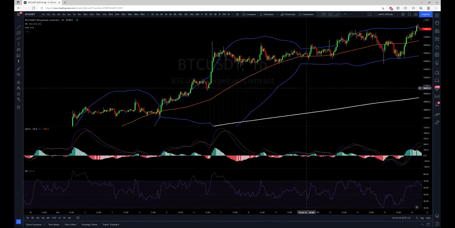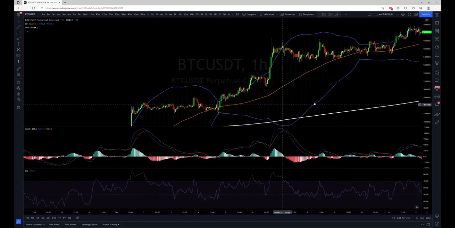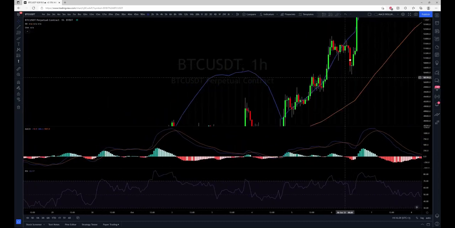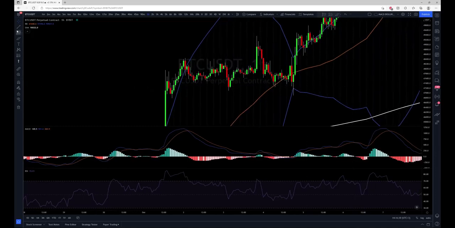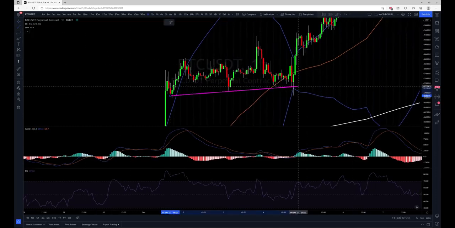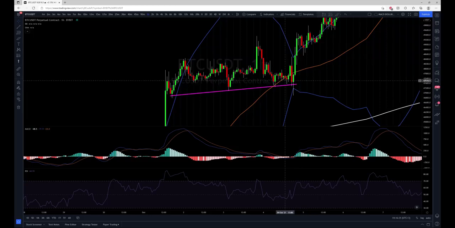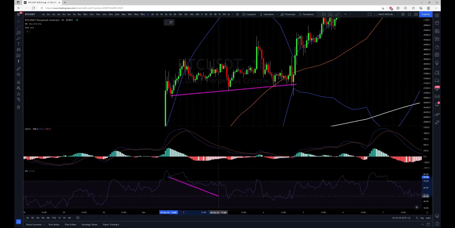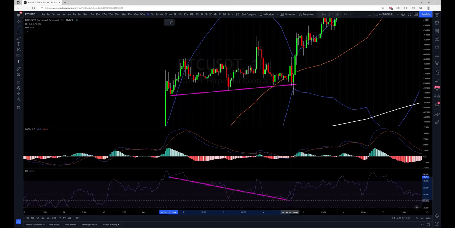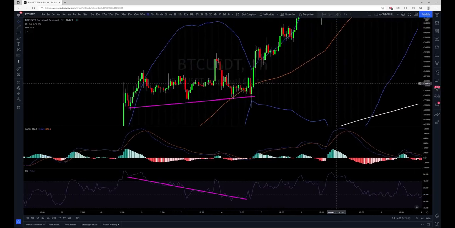All right, now the last example here, there's no regular divergence, but we can use hidden divergence on this one. If we take a look, we do get the higher lows on the price here. And when we get this touch, RSI has gone from being all the way up here, all the way down over here. So we have quite a strong hidden bullish divergence to go with this.